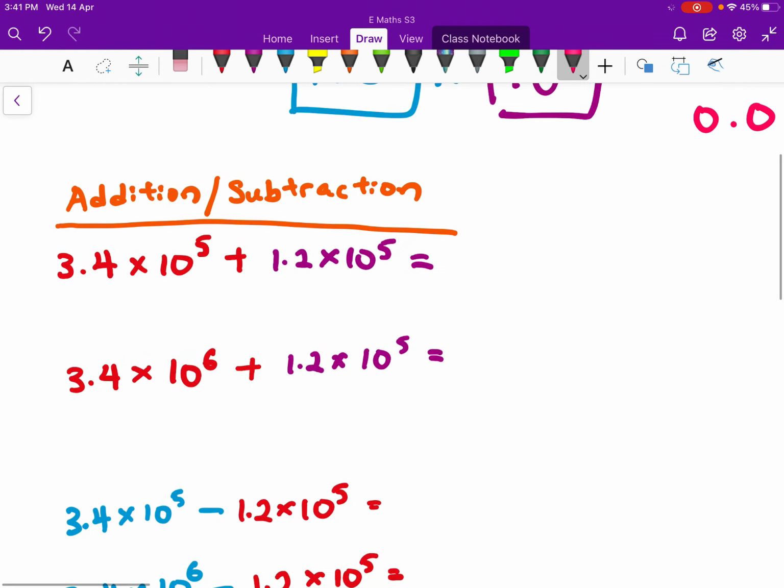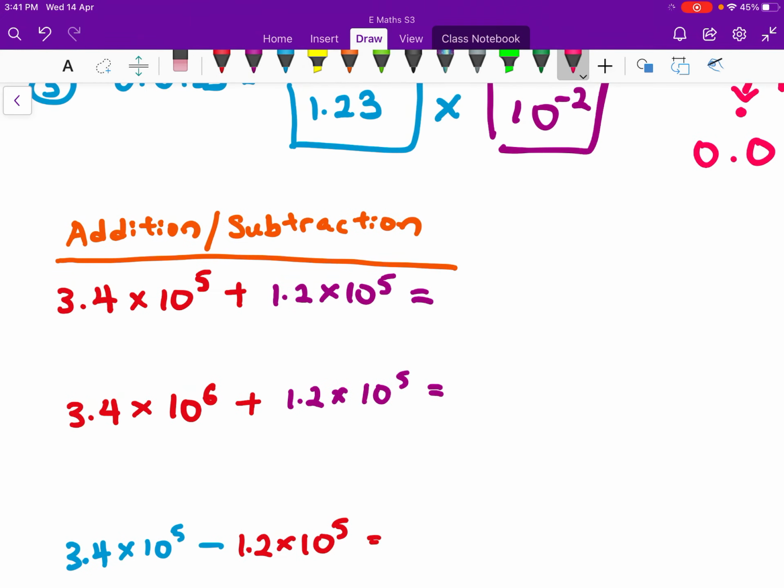Okay, so we have to deal with addition and subtraction of standard form. The first is addition. You notice that I have 3.4 times 10 to the power 5 plus the second number, 1.2 times 10 to the power 5. Whenever you see that the 10 to the power 5 is the same, in the standard form, you are good to go. So you simply put 10 to the power 5 here first.